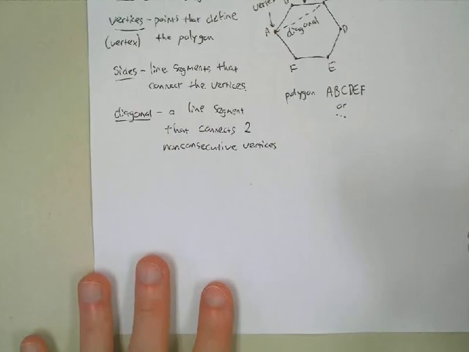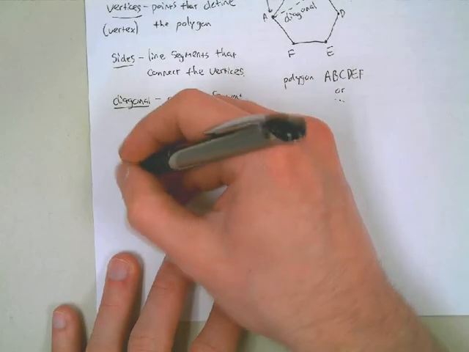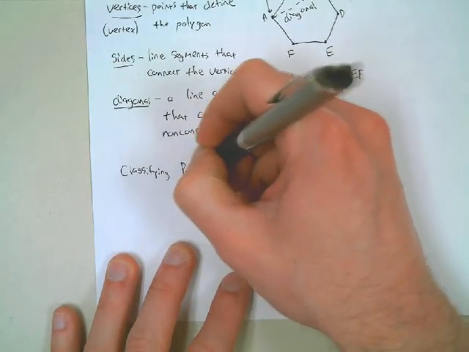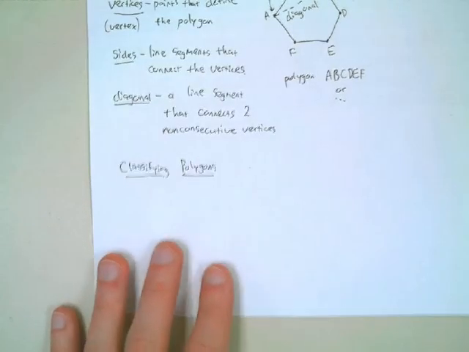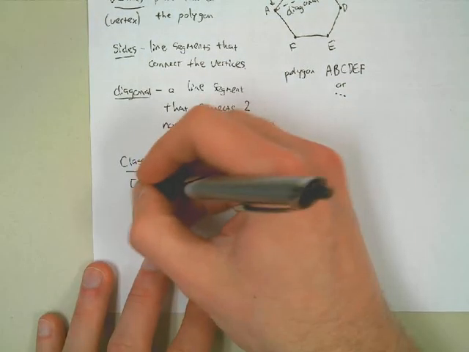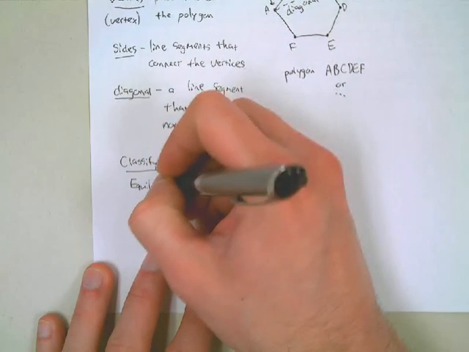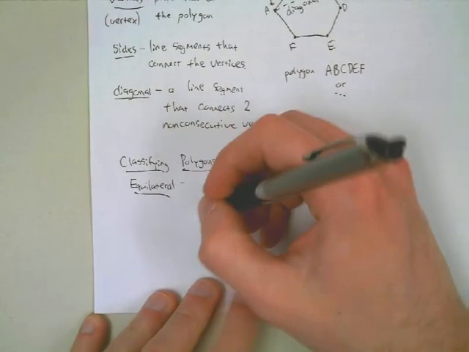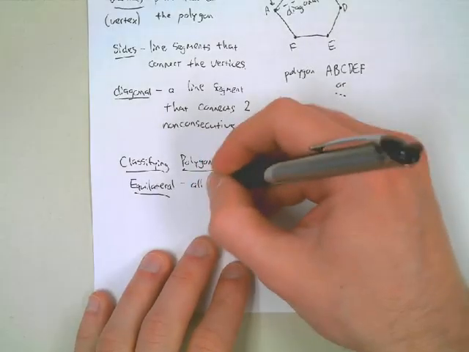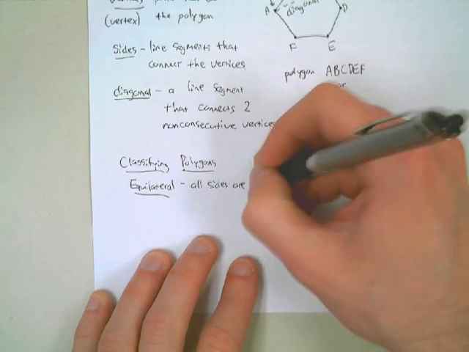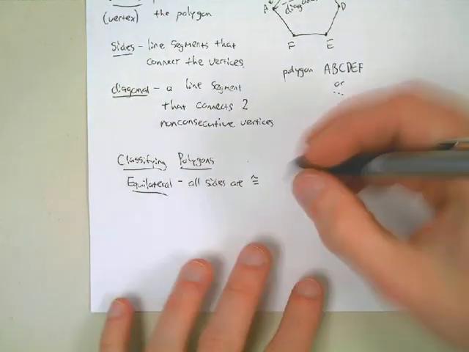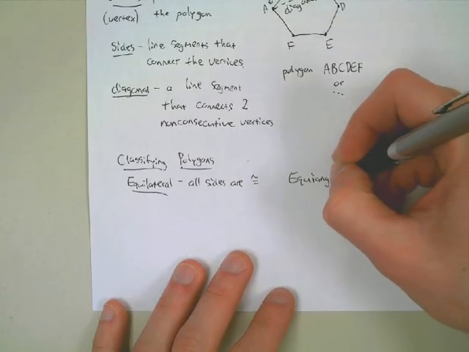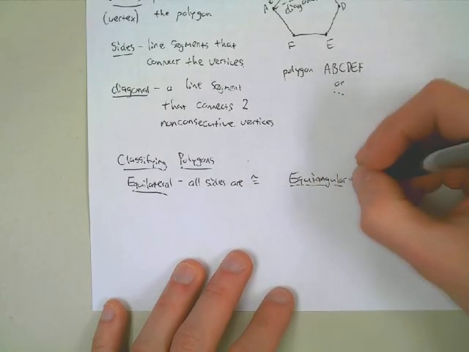All right. Classifying polygons. So now that we know about polygons, we can talk about, for example, polygons can be equilateral. And we know what equilateral means. What does equilateral mean? Anybody? All sides are congruent. Okay? Yeah. Polygons can also be equiangular. Yep, all angles are congruent.